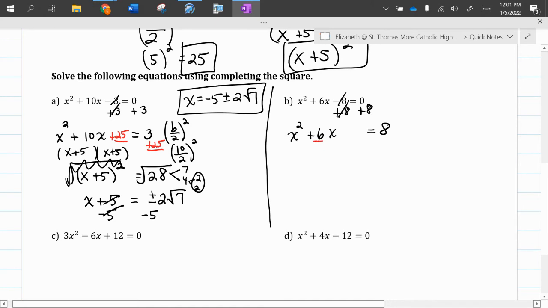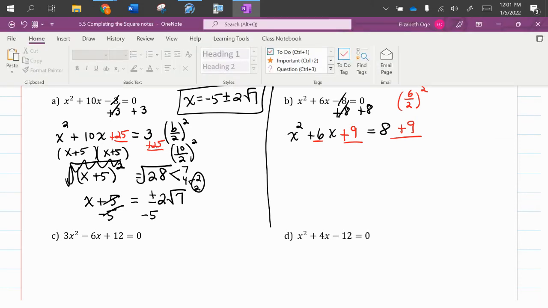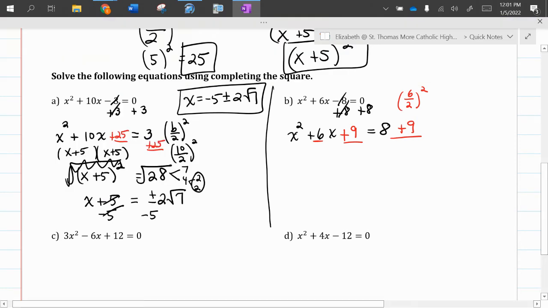So I'm going to take b, the b is 6, I'm going to divide it by 2, and then I'm going to square it. So I'm going to do 6 divided by 2, and I'm going to square it. 6 divided by 2 is 3, and 3 squared is 9. So I'm going to add 9 to both sides. Don't forget to add it to both sides. Whatever you do to one side, you do the same thing to the other side. So I add 9 to both sides because that gives me a perfect square.